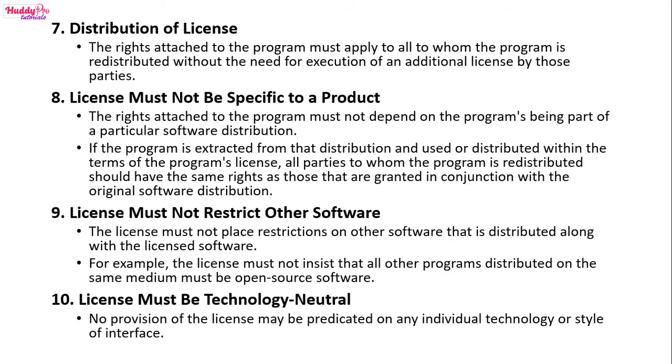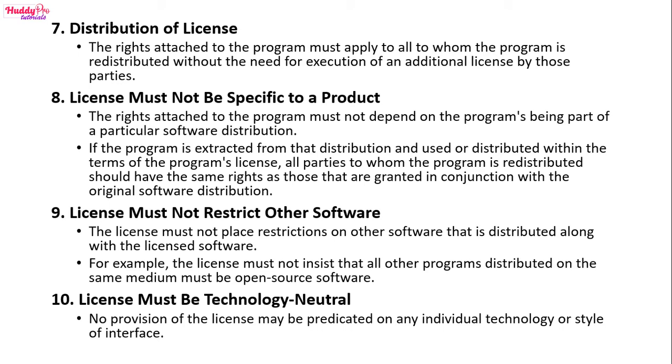Okay. Number 7, distribution of license. So the open source software that you want to distribute must still be accompanied by the license. So you distribute it together with the license. Then the license, number 8, must not be specific to a product.